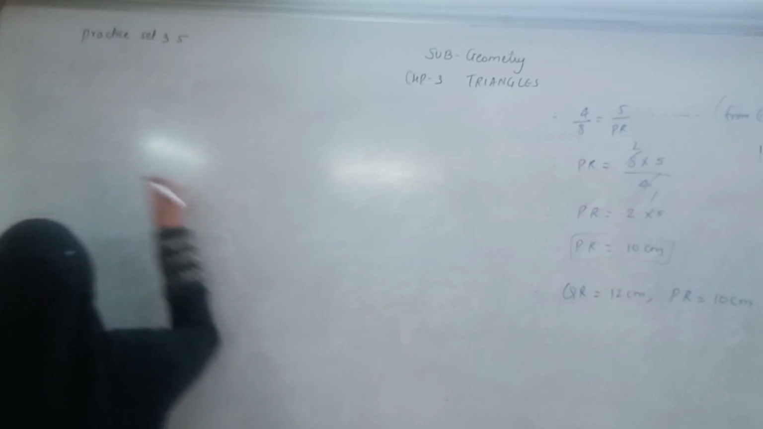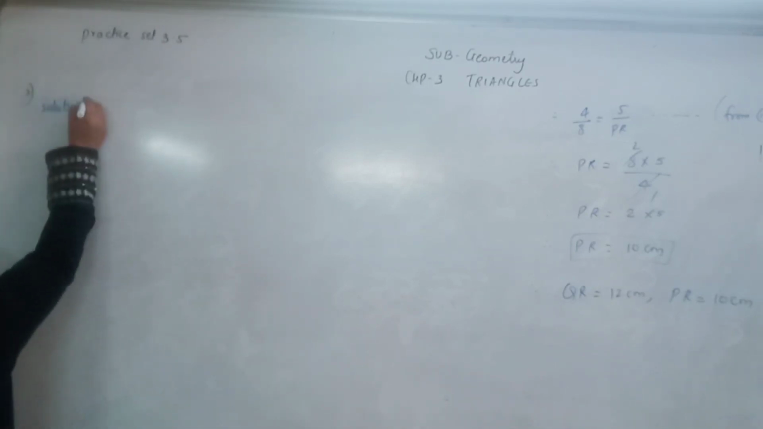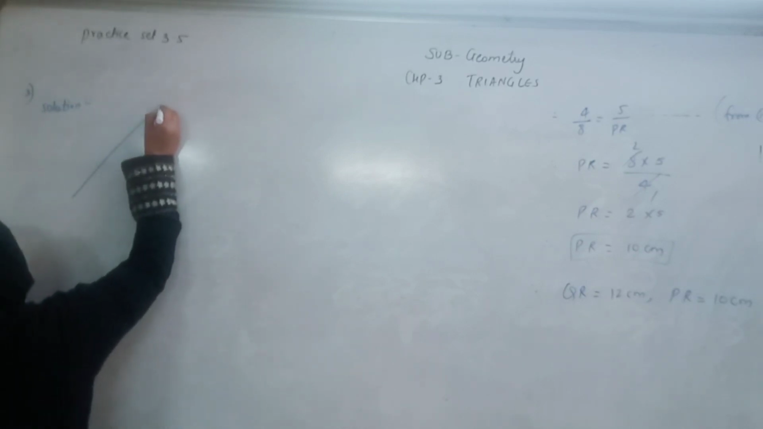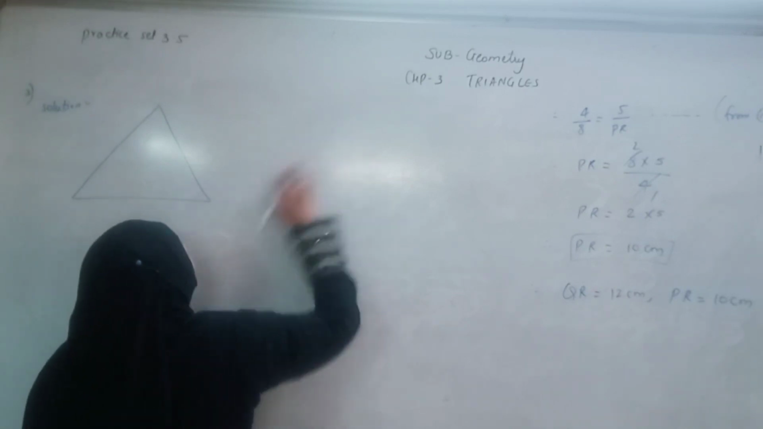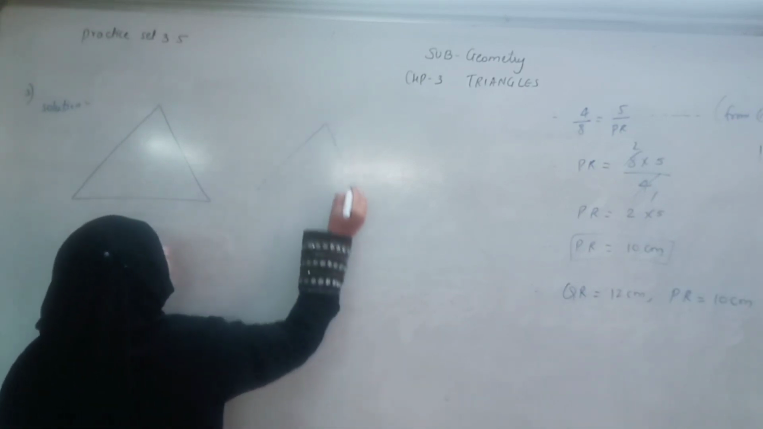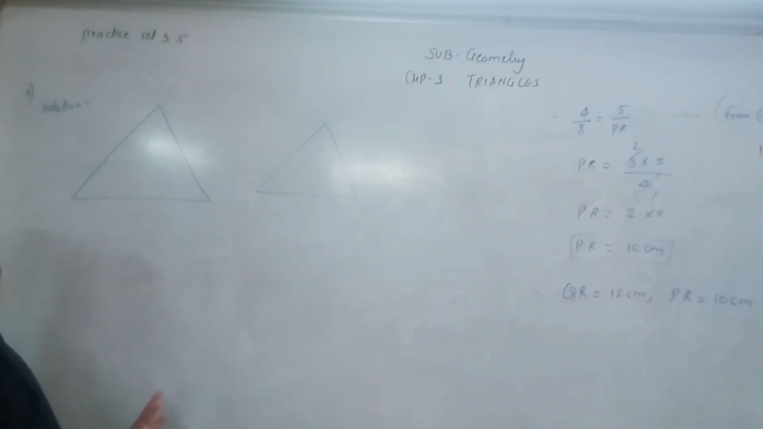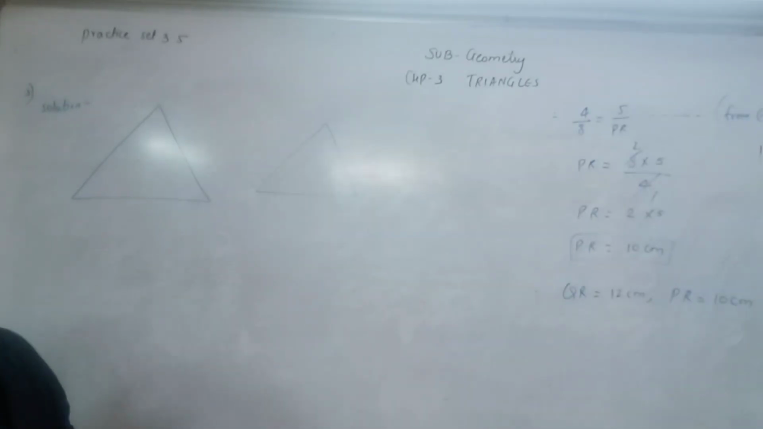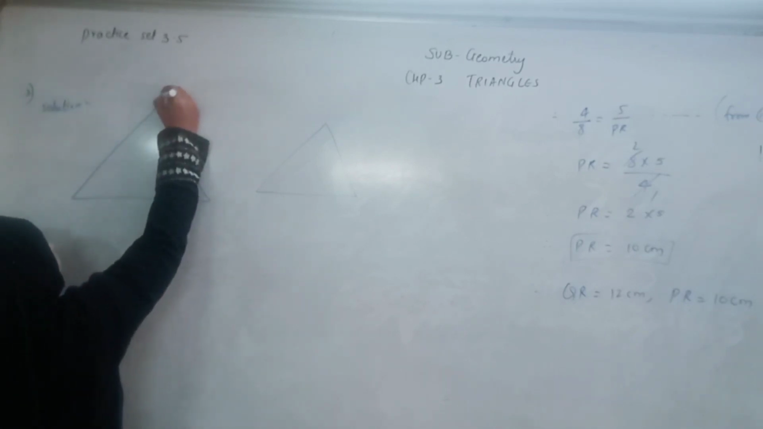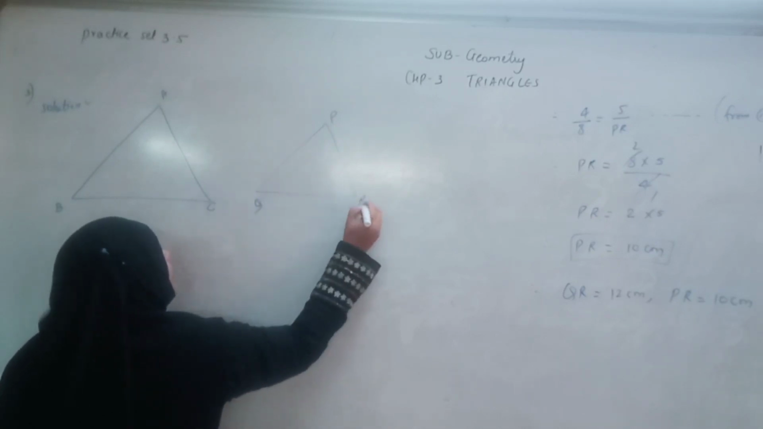We have to take two triangles, okay? Question number 3. I am doing the solution for it. See, I made this with the help of a scale and pencil. You have to draw the diagram. First of all, give the names. Any name you can give. So I have written A, B, C, P, Q, R.